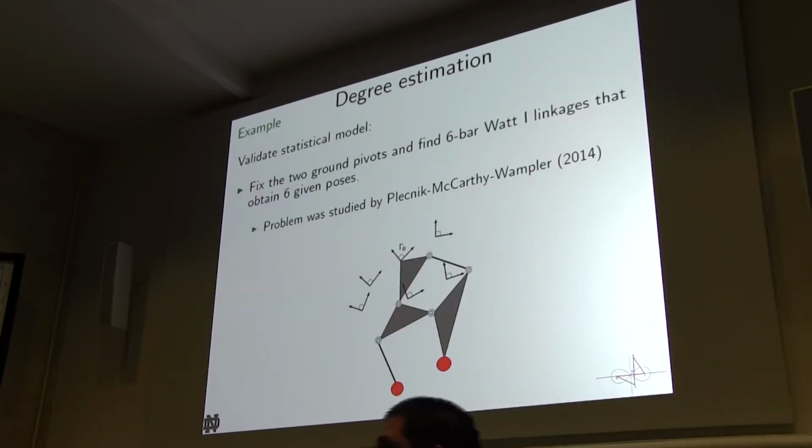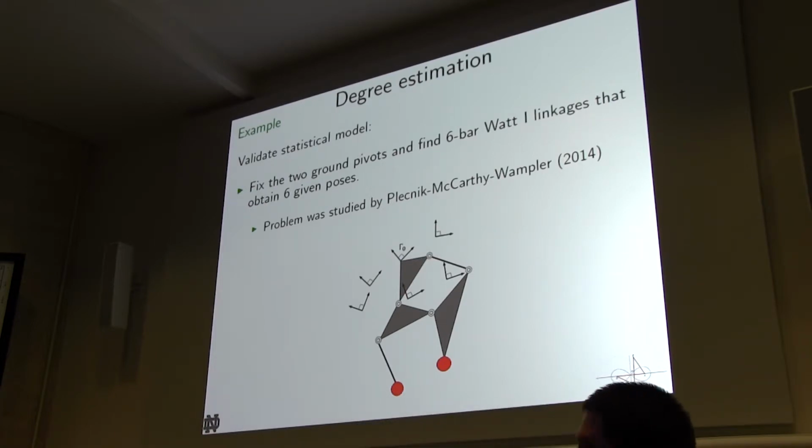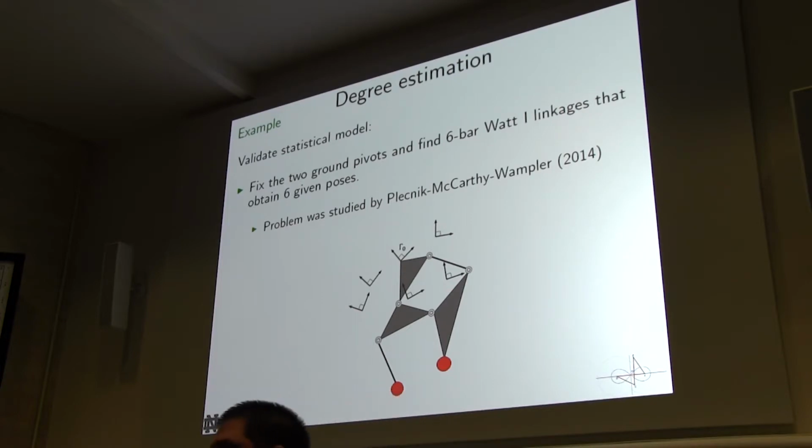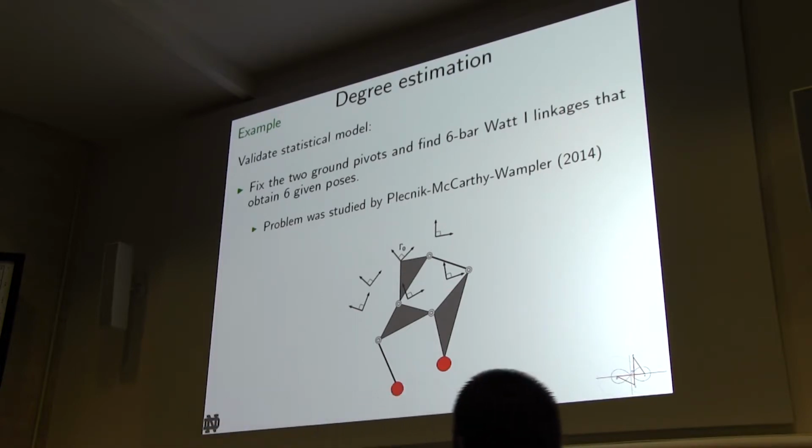So let's try it out on a problem that we already know the answer to. If I fix these 2 pivots, that removes 4 degrees of freedom. So then I need to remove 2 poses, because that's also 4 degrees of freedom. And this was studied already by Plecnik, McCarthy, and Wampler several years ago. So there's some good data available on this problem.